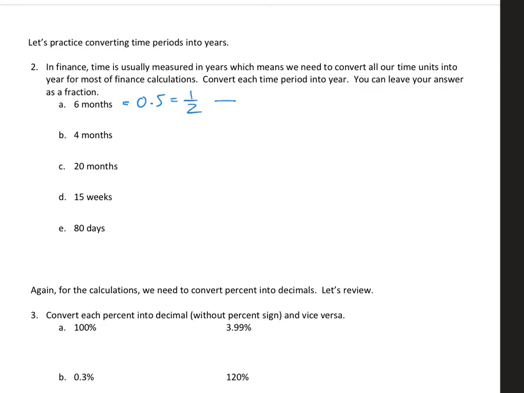Why is it half? Because it's 6 over 12. So it's over 12 because we were talking about months, right? So 6 months is the same thing as 6 over 12 years.